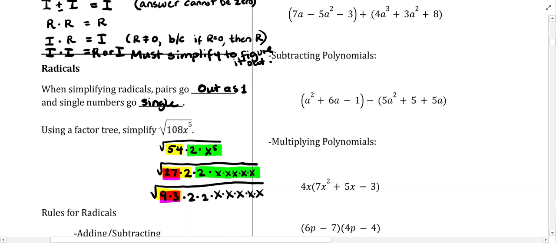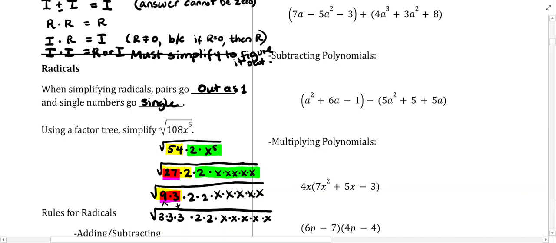And then just breaking up that 9 one more time. So once again, we're making a factor tree, right? So the 9 becomes 3 times 3. There's already the red 3, right? The 2 2's and the 5 x's.